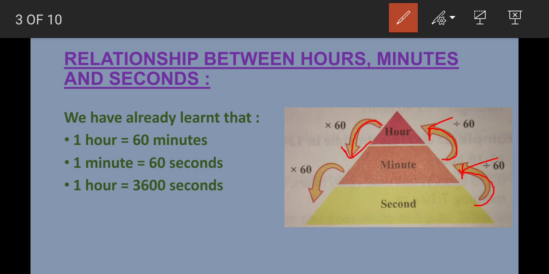Another one, suppose you are converting hours to minutes. As we know that 1 hour equals 60 minutes, so 2 hours means 2 multiplied by 60. So while converting hours to minutes, we have to multiply the given number by 60. Next, while converting minutes to seconds, we also have to multiply by the same 60. As we know that 1 minute equals 60 seconds, we multiply that number by 60.